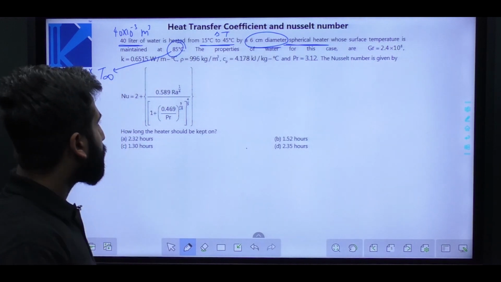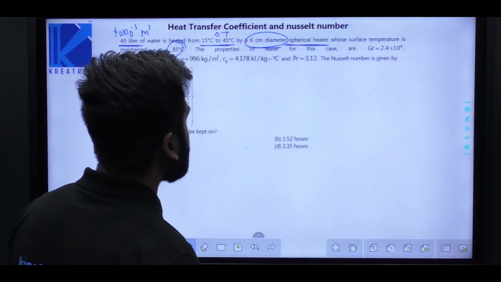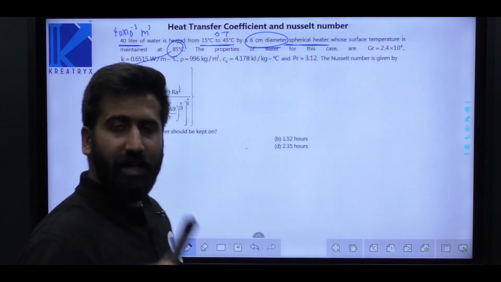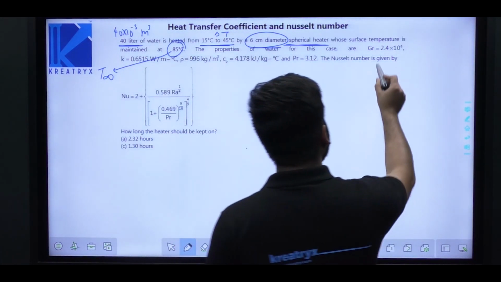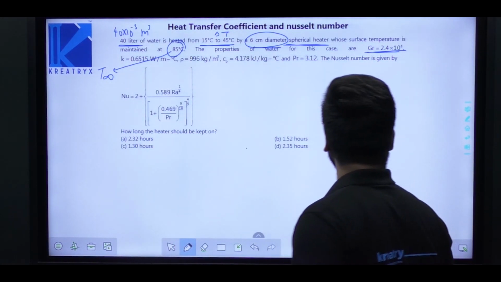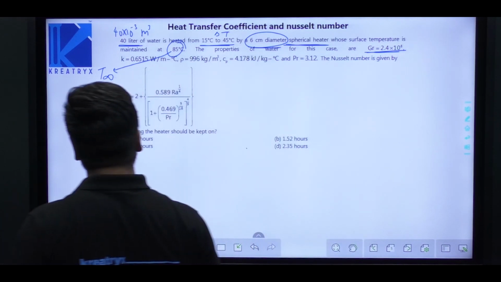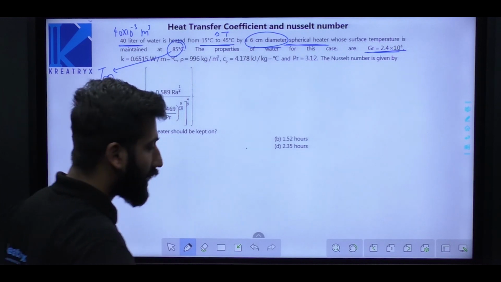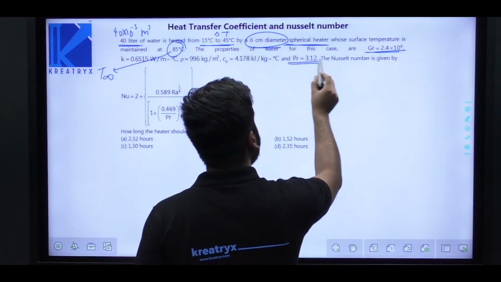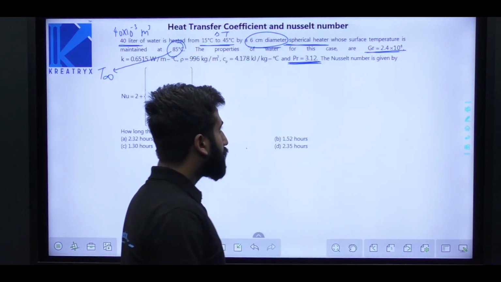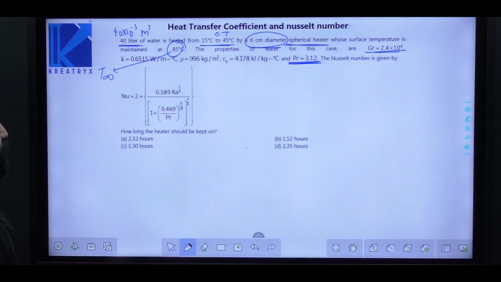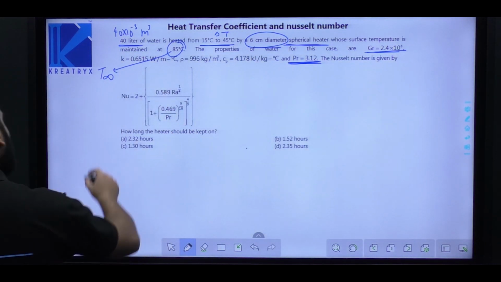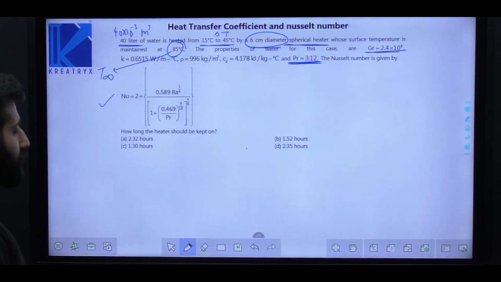The properties of water for this case are given. Grashof number is given, so that means it is a case of natural convection. Grashof number is 2.4 into 10 power 8. Thermal conductivity, rho, Cp and all this data is given. Prandtl number is also given to you. The expression for Nusselt number is given to you. How long should the heater be kept on?